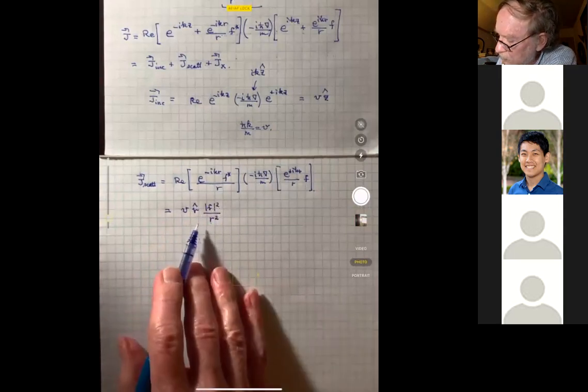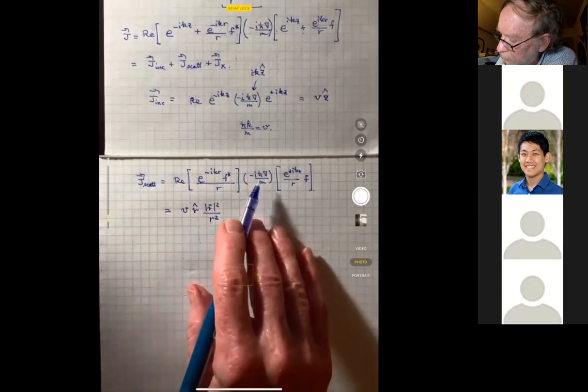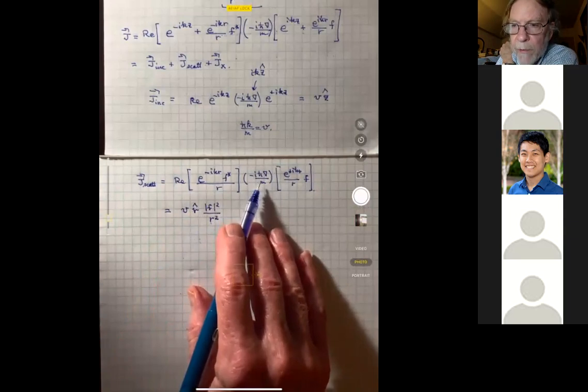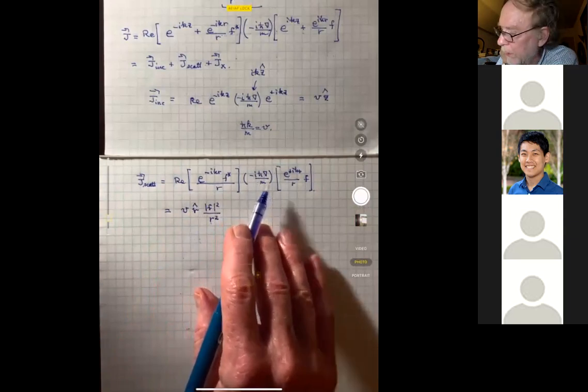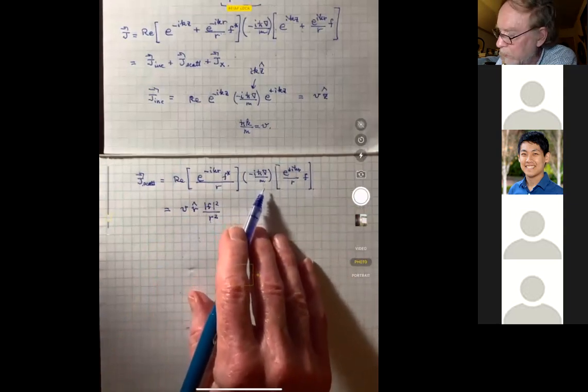To get this result, we need to take only asymptotic forms. That's to say, in this gradient operator, there's both radial and angular derivatives, but we drop the angular derivatives because they're higher order in 1 over r. They involve 1 over r times angular derivatives.